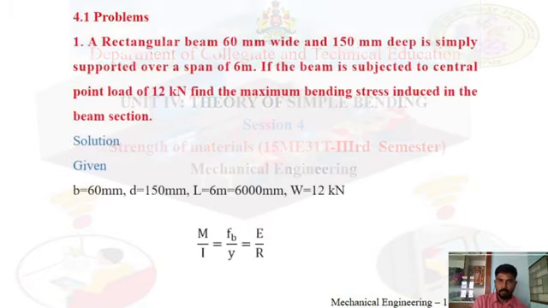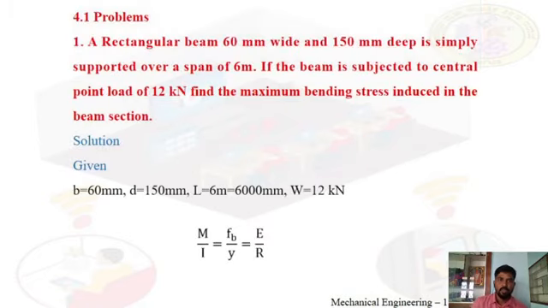We'll see the first problem. A rectangular beam 60 mm wide and 150 mm deep is simply supported over a span of 6 meter. If the beam is subjected to central point load of 12 kilonewton, find the maximum bending stress induced in the beam section.